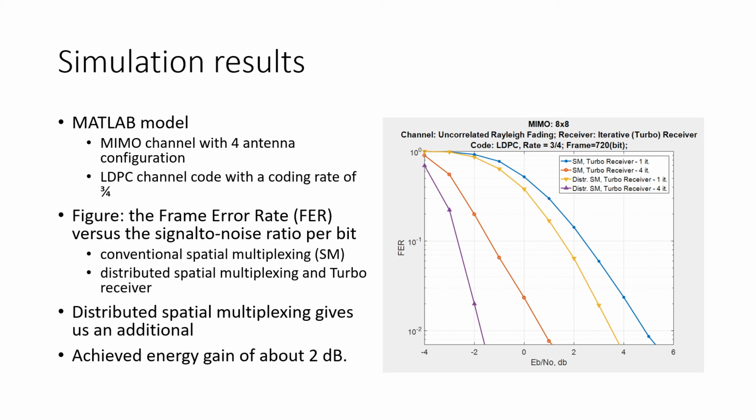It's worth mentioning that if only one iteration of the turbo receiver is used, then the reception algorithm becomes a conventional linear receiver. For traditional spatial multiplexing, it is MMSE, and for distributed, a Kalman filter. From the results, it can be concluded that the use of distributed spatial multiplexing gives us an additional energy gain of about 2 decibels. Moreover, this gain holds both for a simple non-iterative receiver and for a turbo receiver. Additionally, the use of an iterative receiver allows us to obtain a gain of about 8 dB with 3 iterations of the algorithm.